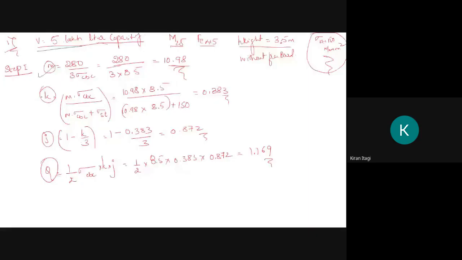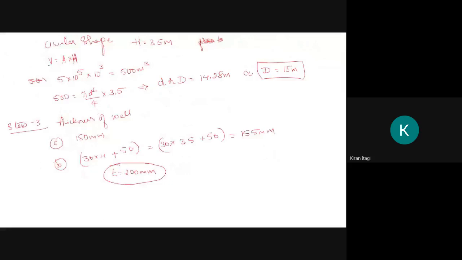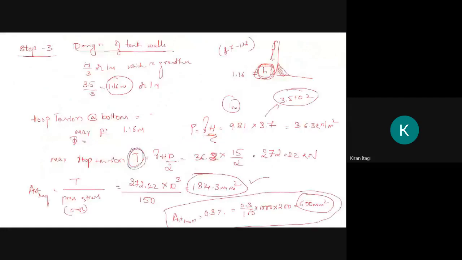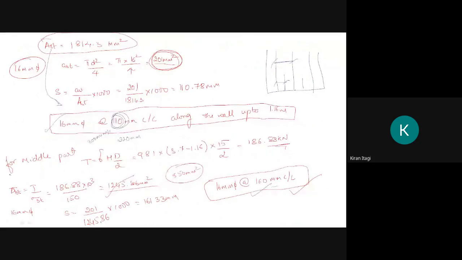Just remember one more thing: they will give the quantity, so just determine the constants. Next, determine the diameter, whether it is square or rectangle or whatever, then determine the thickness. With the help of the thickness, determine the value of t. With the help of t, determine the AST. With the help of AST, determine the spacing. Again for the middle part determine the t, from t to AST, from AST to spacing.